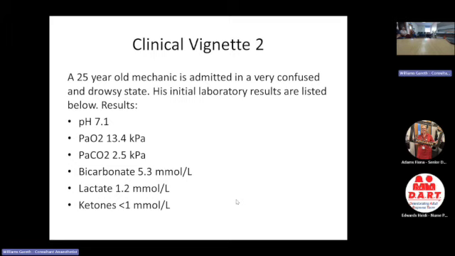What about this one? So a 25-year-old mechanic comes into ED confused and drowsy, and those are his initial results. Acidosis again, so severe acidemia, bicarb of 5.3, so hugely depressed bicarb. Compensation? Yes, probably appropriate. He's breathing pretty hard, isn't he, to get CO2 down to 2.5. His ketones are normal.